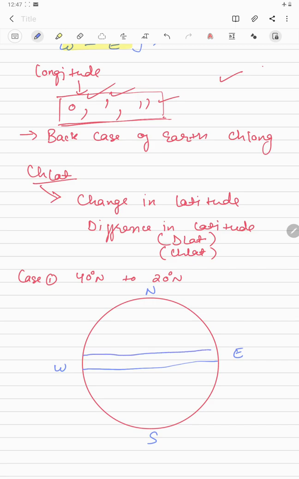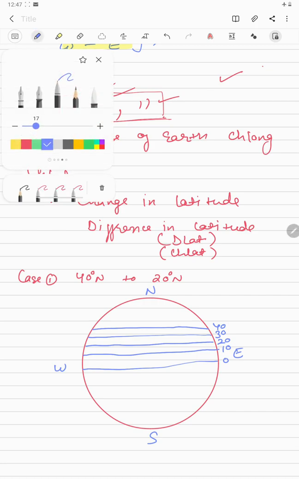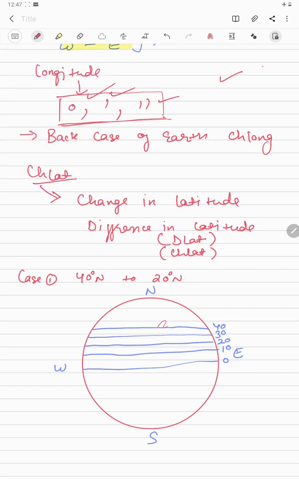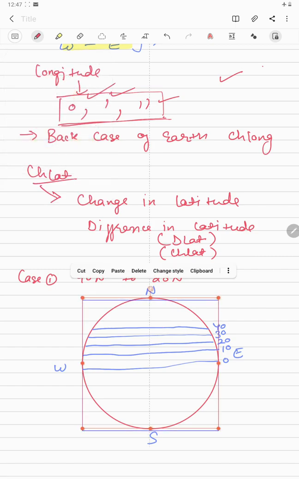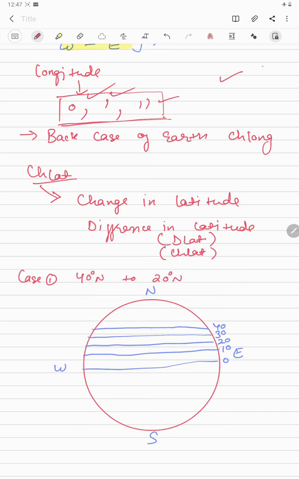So this is my 10 degrees north, this is my 20 degrees north, this is my 30 degrees north, and this is my 40 degrees north. So let us mark, this is 0, this is 10, this is 20, this is 30, and this is my 40. And now guys, see, I'm going from 40 degrees north towards 20 degrees north. So have a look here. I'm going to take up the red pen and see, from the 40 I am going towards the 20, right? So I am going like this.